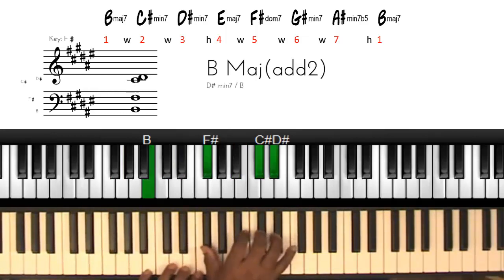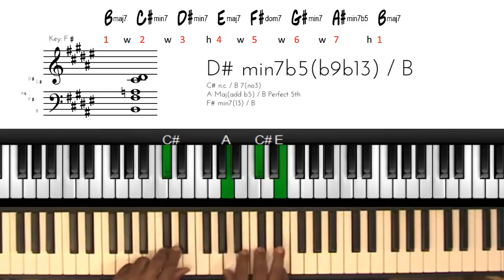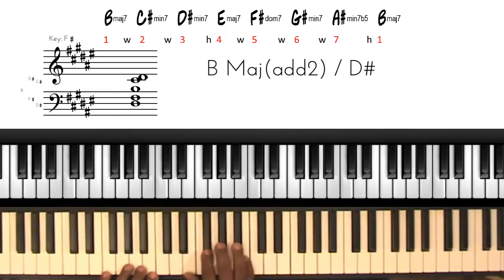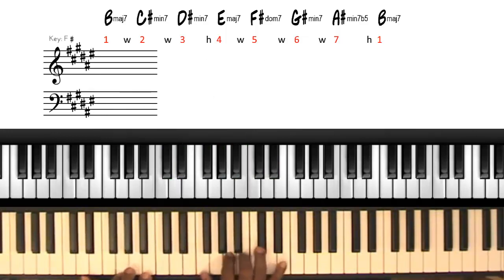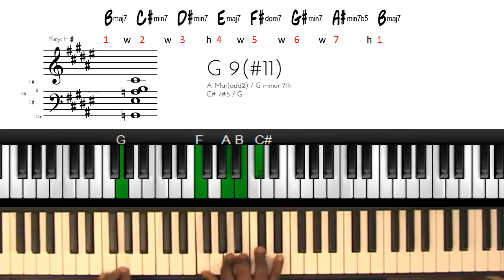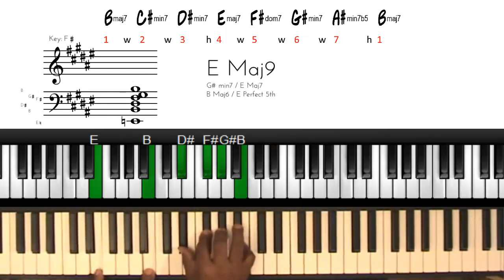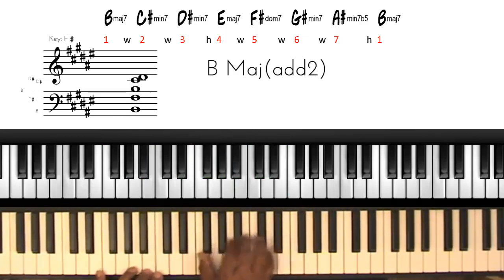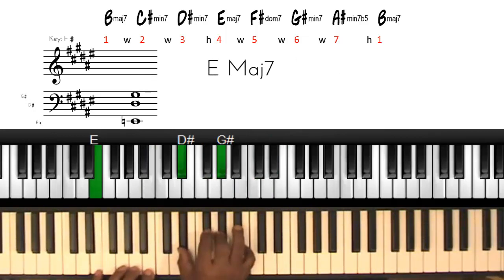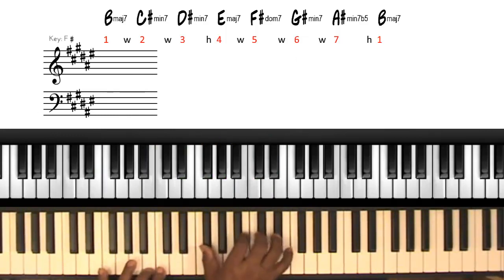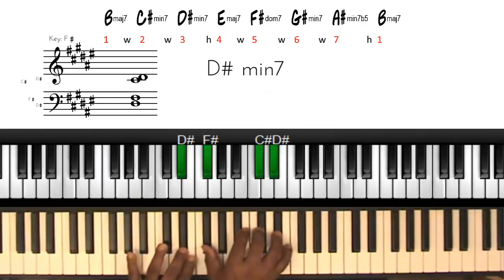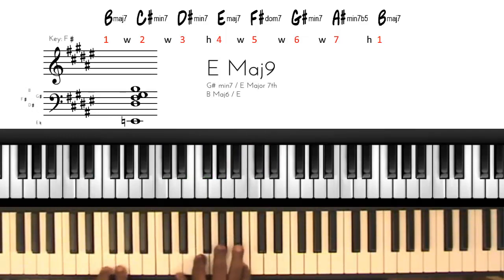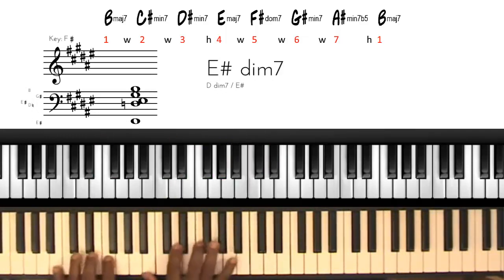So to start off, we can walk up and then we can go to this G9 sharp 11 as a passing to the 4. So instead of Jesus, we're going to go and then we're going to add a diminished chord to go back to the 1.